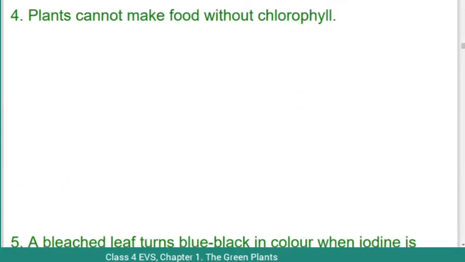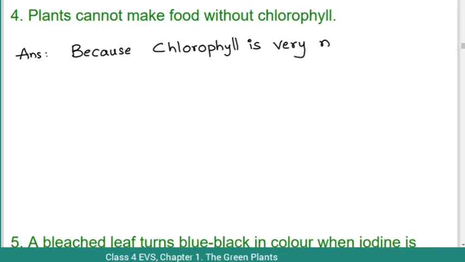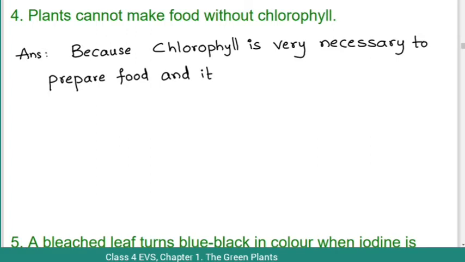Fourth one, plants cannot make food without chlorophyll. Answer, because chlorophyll is very necessary to prepare food, and it helps in trapping sunlight.